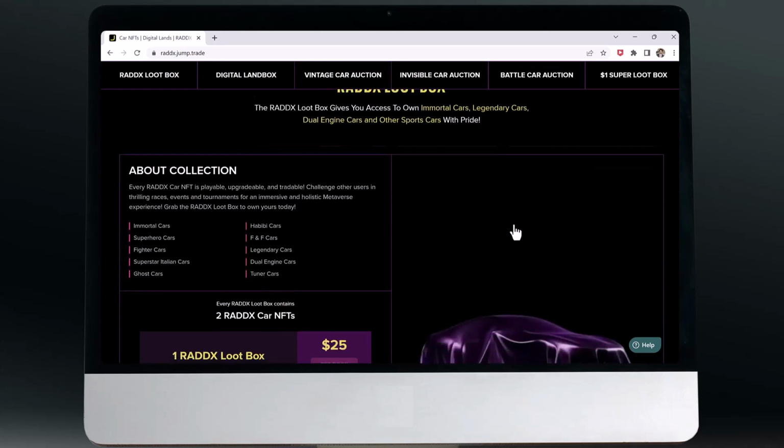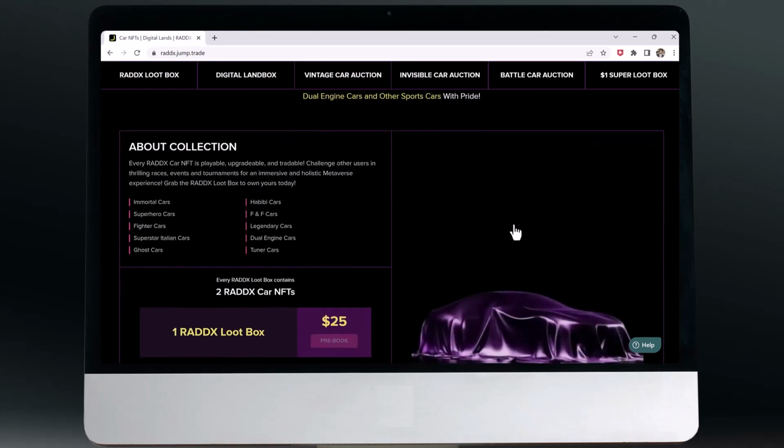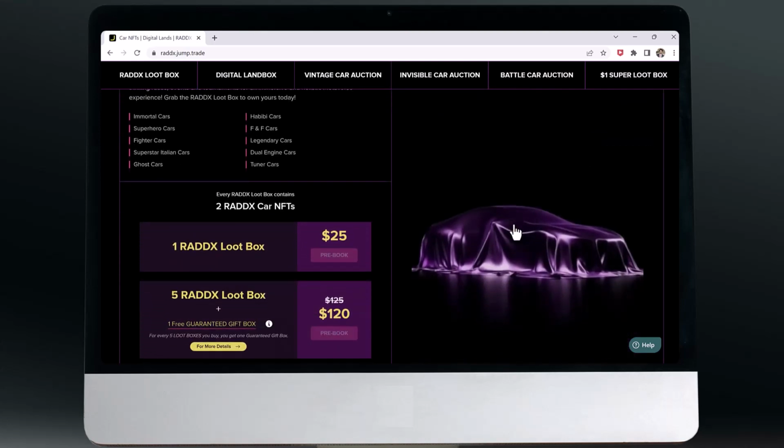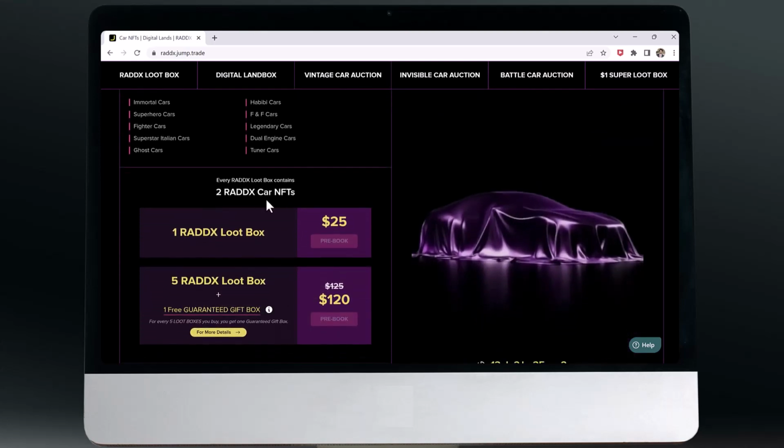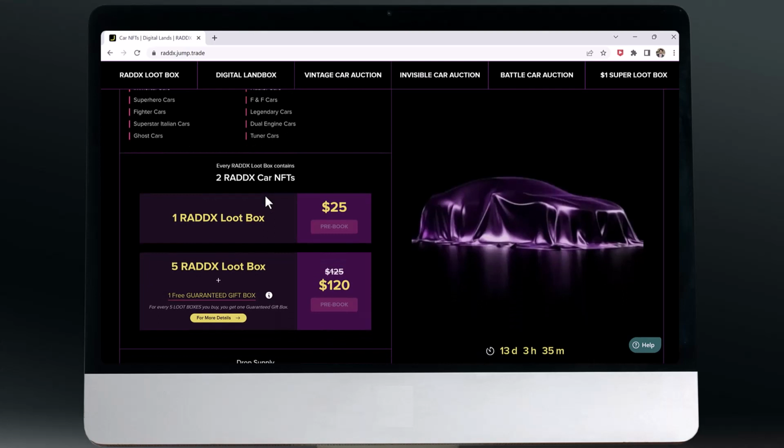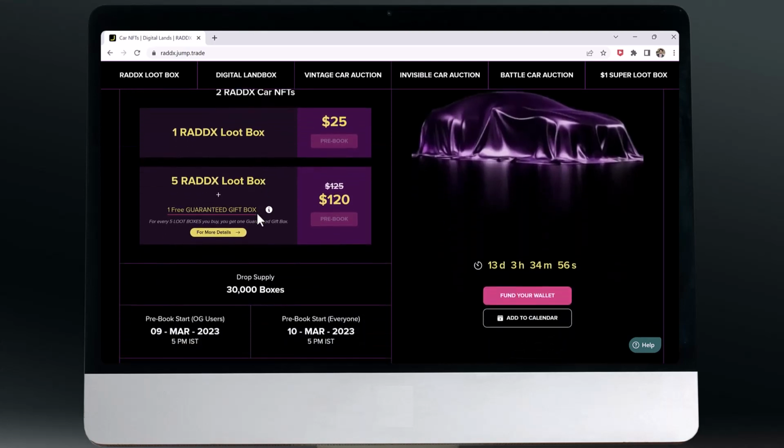The most important thing is, to play the game, you need an NFT. You can get NFTs from their website. I have given the links in the video description. And the good news is, pre-booking for the Raddx car NFT is going to open on 10th March.